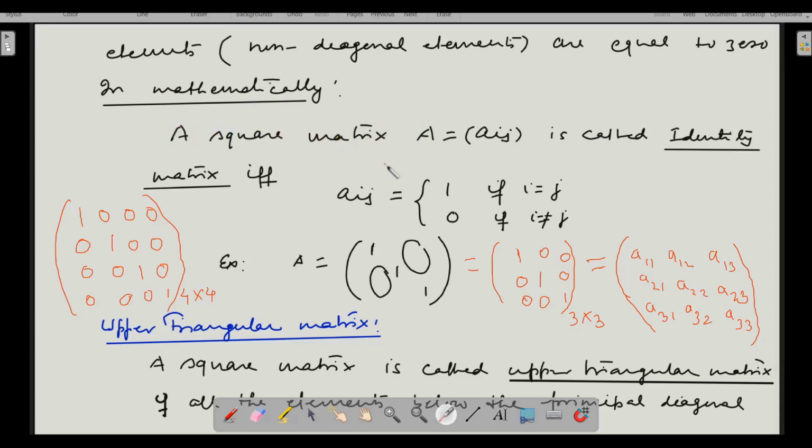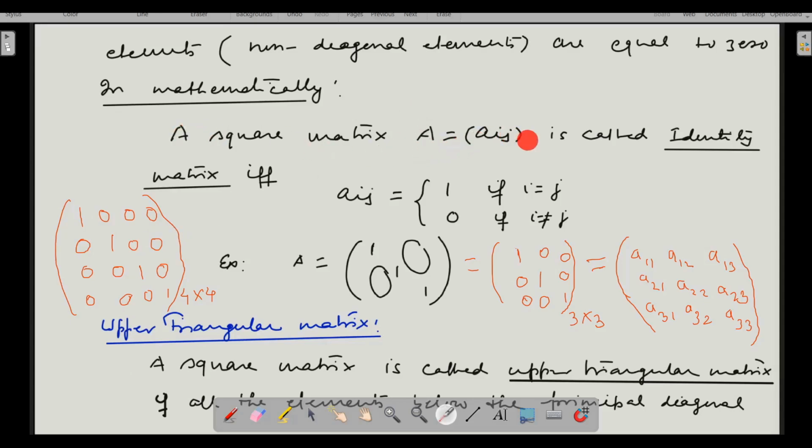A square matrix. Clearly this is a square matrix, a 3 cross 3 matrix, and this is also a square matrix which is a 4 cross 4 matrix. A square matrix is a matrix where the number of rows and the number of columns are equal. I have already told you what a square matrix is. That is called a square matrix.